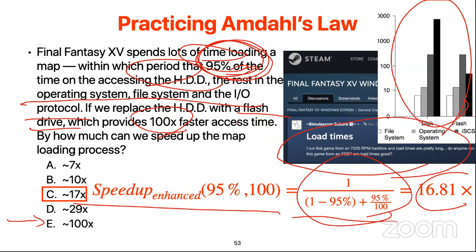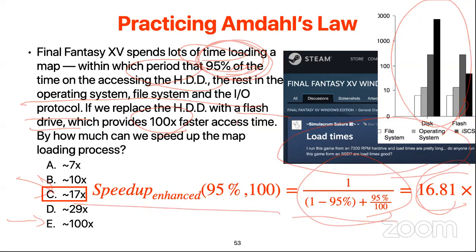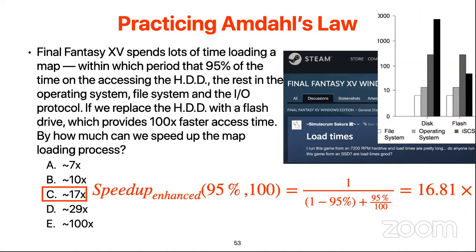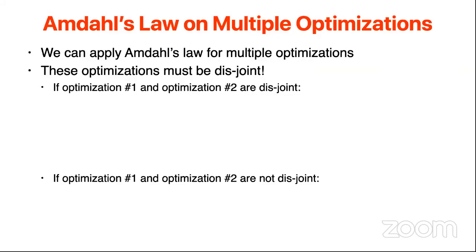so that you won't be fooled by the marketing guys, because they always tell you that, okay, flash is 100 times faster than your hard drive, so put this in your computer and your game will be 100 times faster. That's a lie, because if you use Amdahl's law, it's never like that. However, even 17 times is already fast enough for you to feel, or at least give you like one second ahead of other people, right? So that's still worth it.